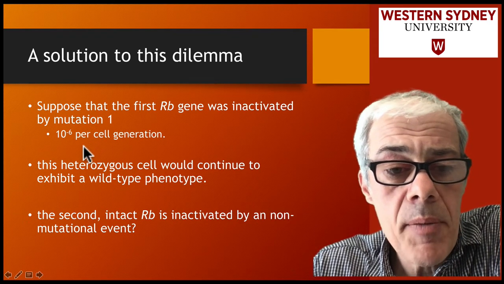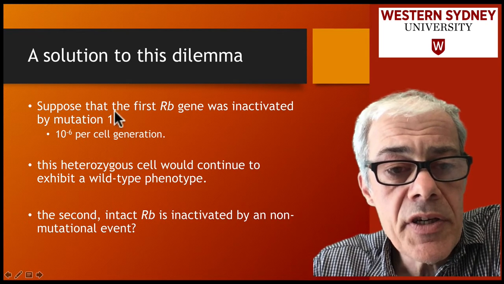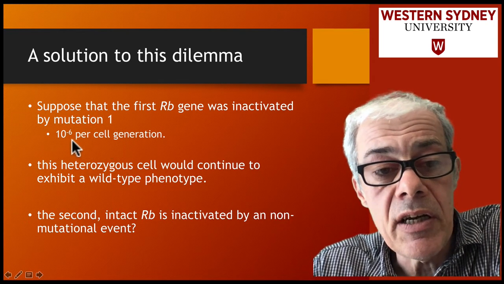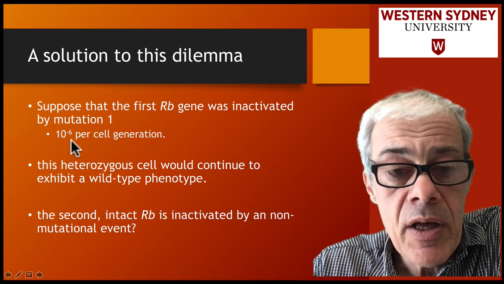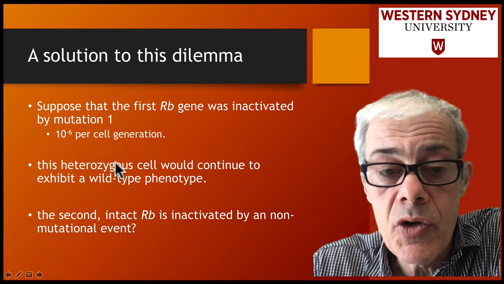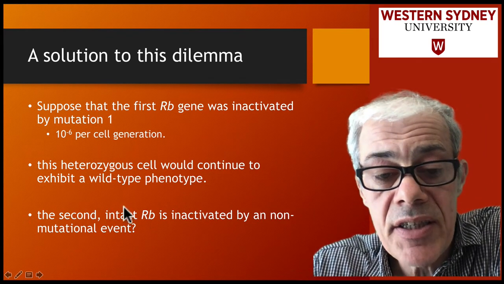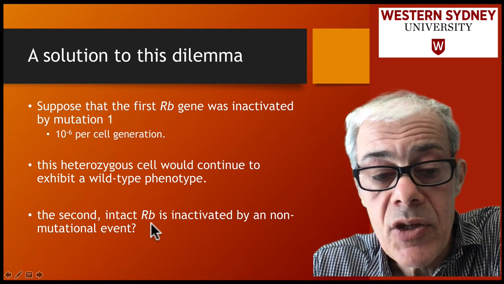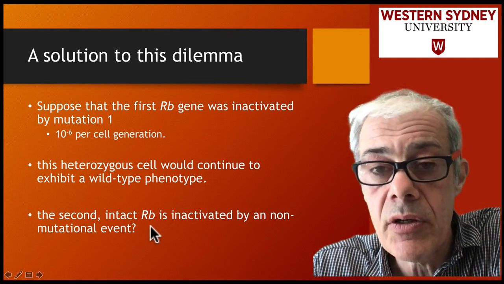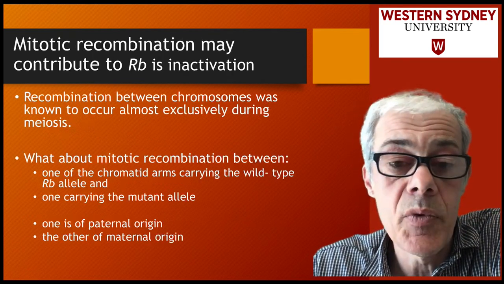Well, there has to be another mechanism. The first somatic mutation occurs at a low frequency, and that gives rise to a heterozygous cell, so you've got a good copy and a bad copy in the same cell. It turns out that the second good copy is knocked out by a non-mutational event. This increases the frequency of occurrence, and therefore we see the disease.